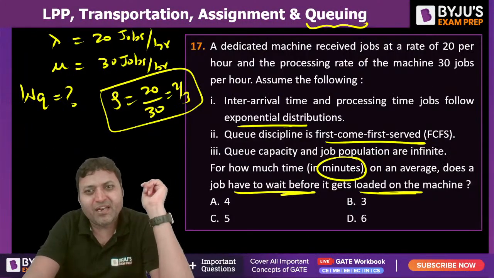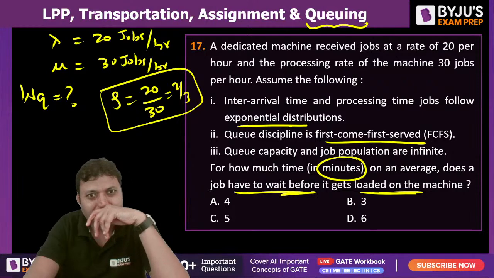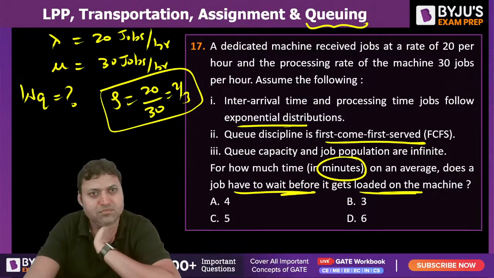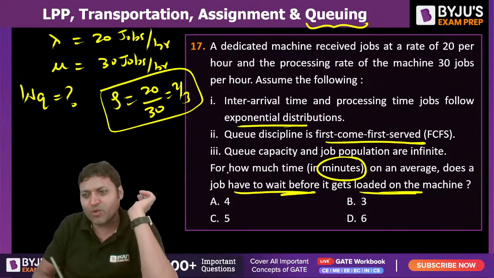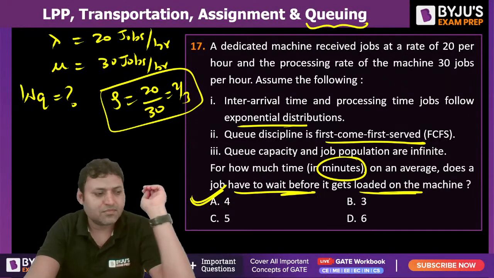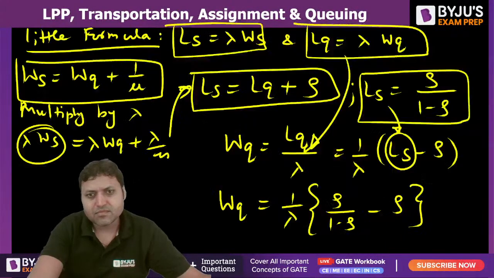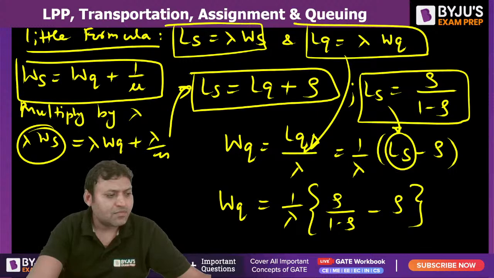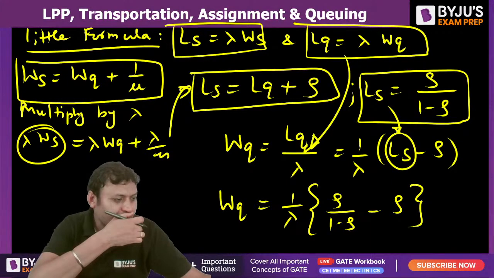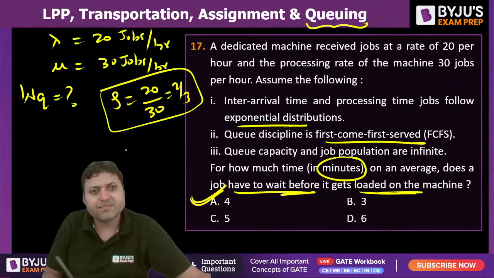The answer should be in minutes. So it will be 60 multiplied by this. Are you getting option A or not? Isn't it option A?